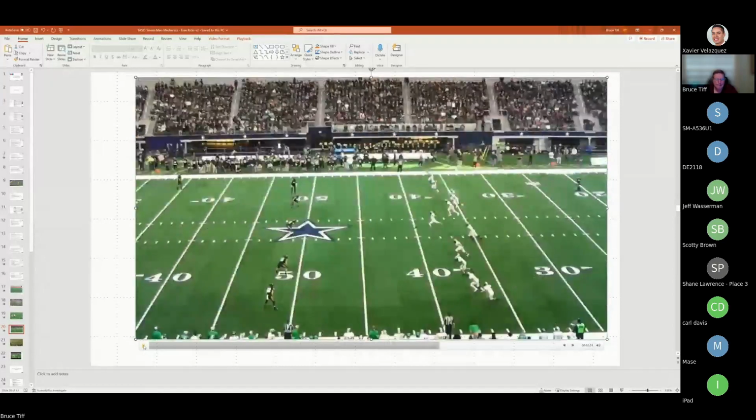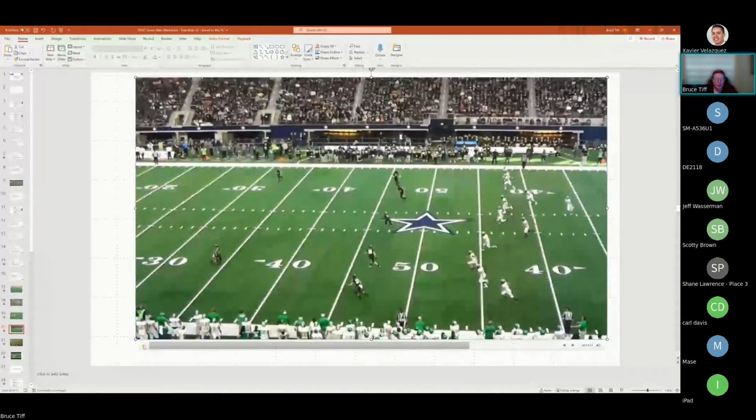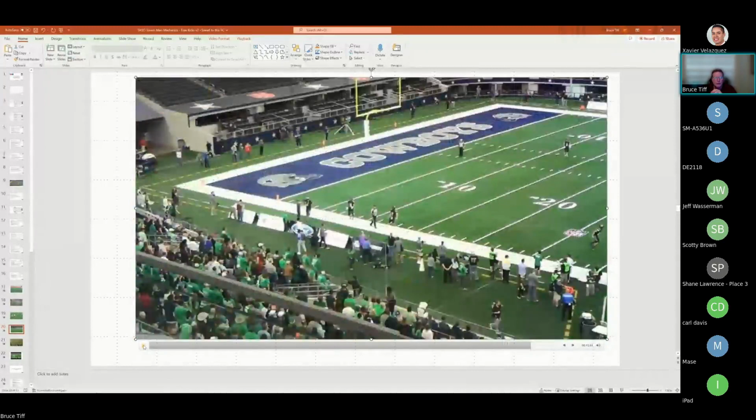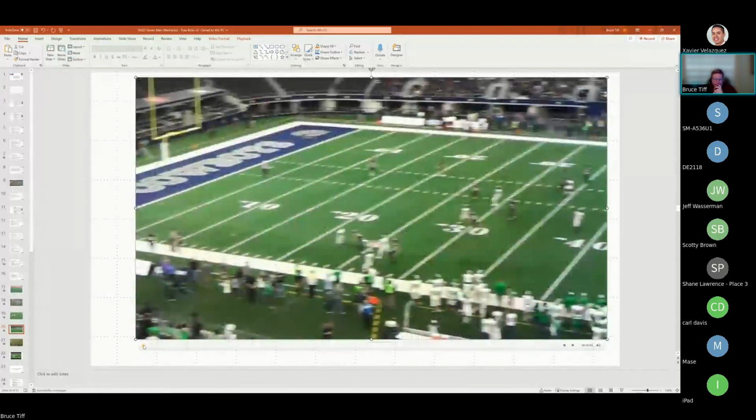Another kind of just mechanical thing, I want you to watch this video, and we're going to focus on the back judge, the line judge, and the field judge. These guys, let me play it, and you can just see it. You'll see what I'm talking about. More so the back judge than anybody.